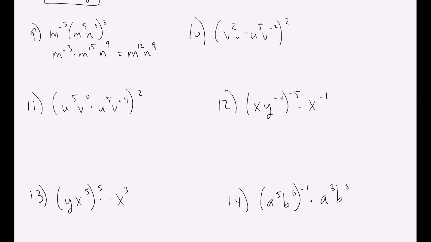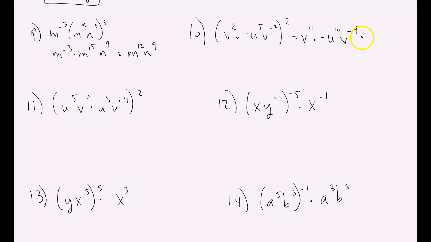Okay, over here we've got a 2 on the outside, and it's going to go to everybody on the inside. So this will become v to the 4th times negative u to the 10th times v to the -4th. So notice I'm just distributing the 2 to all the exponents.